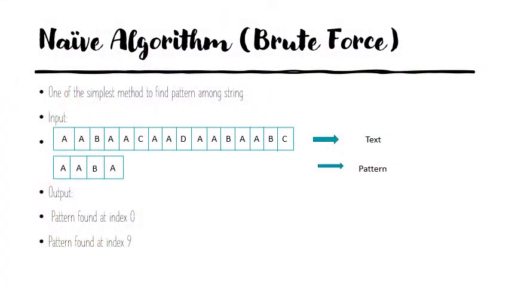So first we'll discuss the naive algorithm, which uses the brute force method. It is one of the simplest methods among other pattern matching algorithms. It checks for all the characters of the pattern in a given string. This algorithm is helpful for smaller text. In this slide, as you can see, we have a text string and a pattern string, and its output should be pattern found at index 0 and pattern found at index 9. We will further discuss how this naive algorithm works.